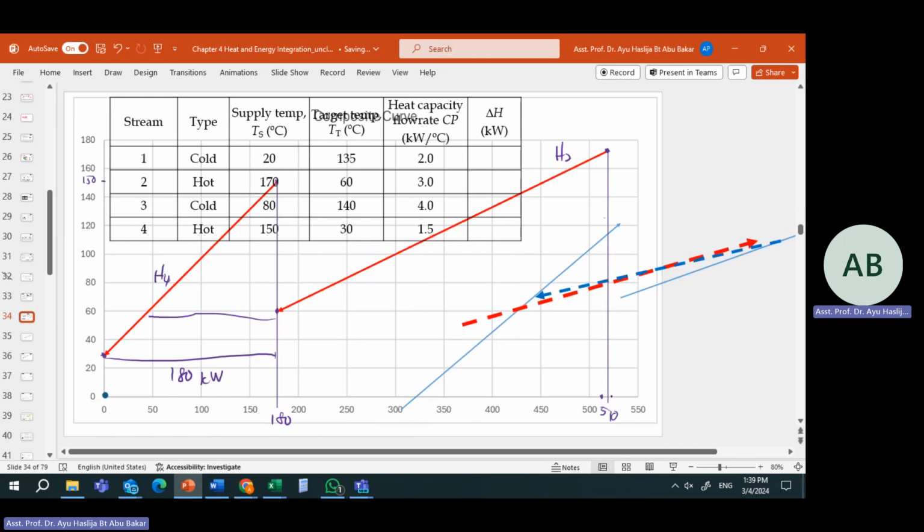$510, roughly. $510 over here. Now the distance for H2 must be 330. The distance. That's how you get the 510 for the x-axis. We add up from 180, add up with 330, then you get 510 for the x-axis of the 170. Okay. So now this is your hot stream.